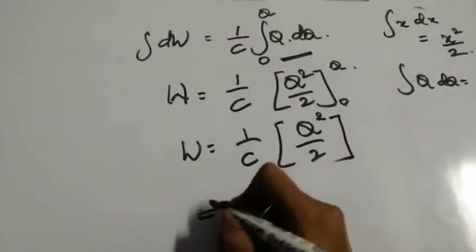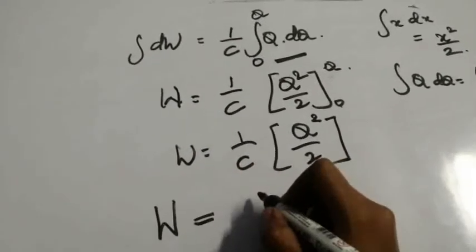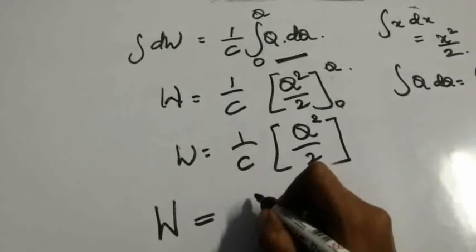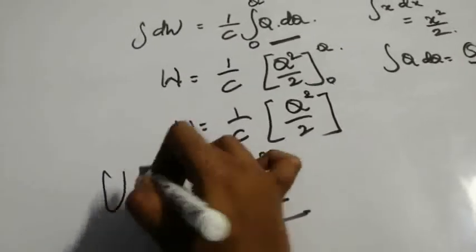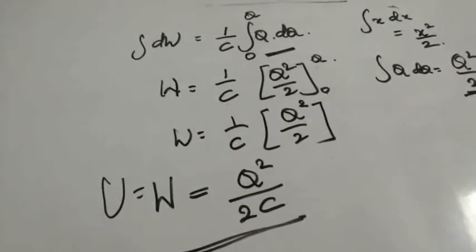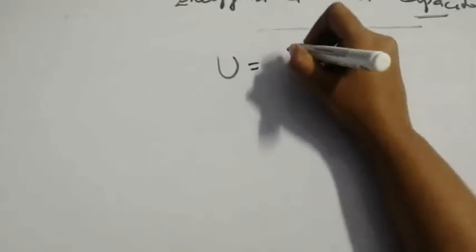So this can be written as the work done, W is equal to q square by 2C, which is nothing but the energy stored as the potential energy in the capacitor. So the potential energy we have now is q square by 2C.